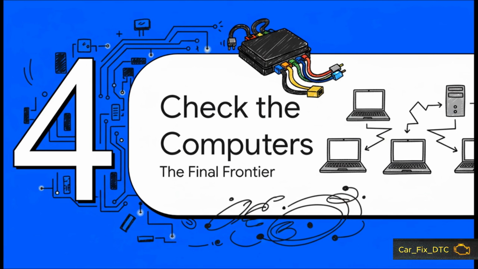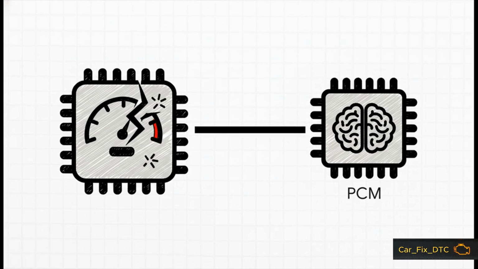So what if the power is good and the wiring looks perfect? Well, we've now reached the final frontier of our diagnostic funnel, the car's computers themselves. See, in this communication chain, there are two main control centers involved: the gauge control module and the big one, the powertrain control module, or PCM. It's totally possible that the signal breakdown isn't happening in the wires connecting them, but inside one of these modules.